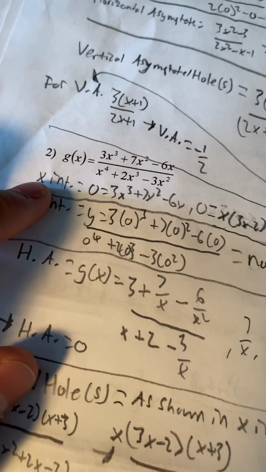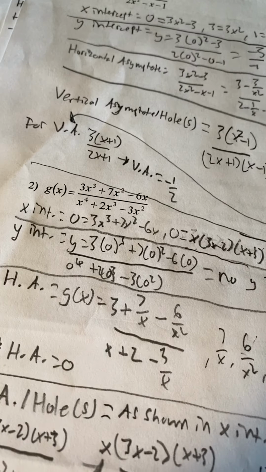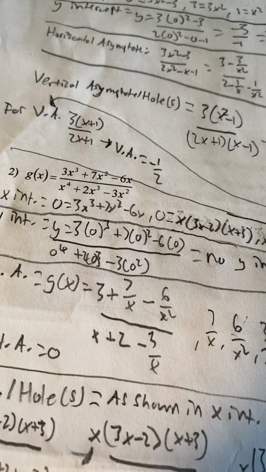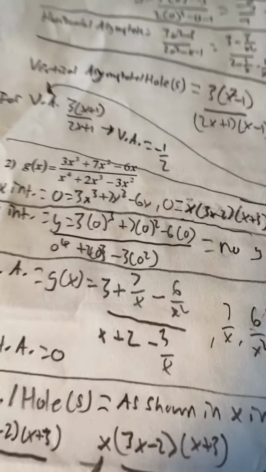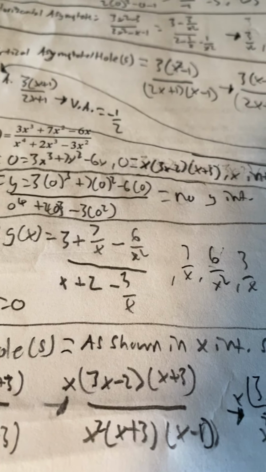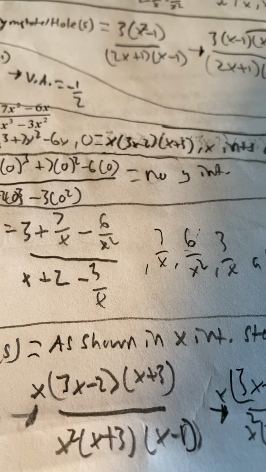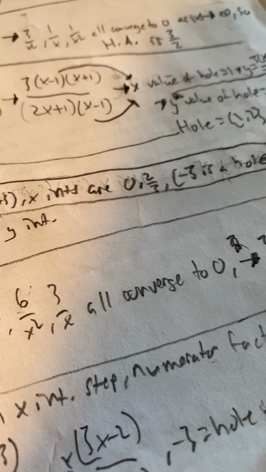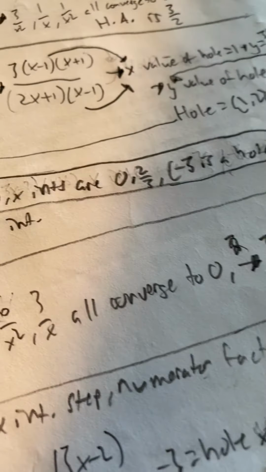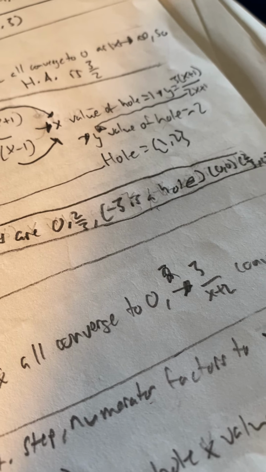All right. Now the second one is, what's the second one? Here we go. 3x to the third plus 7x squared minus 6x over x to the fourth plus 2x to the third minus 3x squared. So the x-intercept, you just set 0 to the numerator, and I came out with 0 equals x times 3x minus 2 times x plus 3. So x-intercepts are 0 and 2/3 and -3. However, I found out later that -3 is a hole, so it doesn't work.